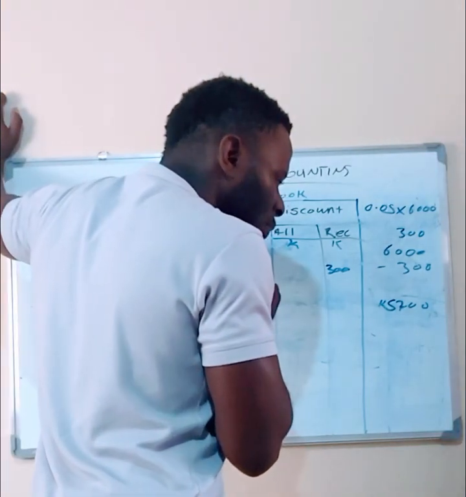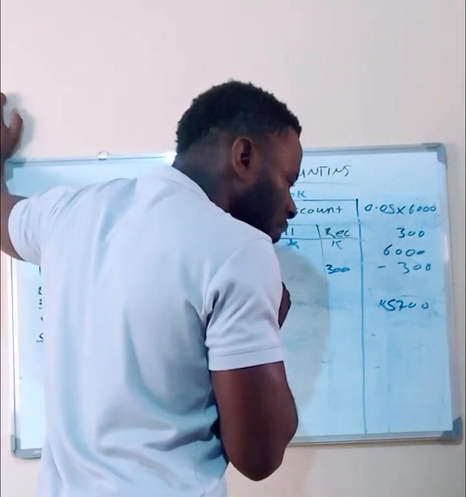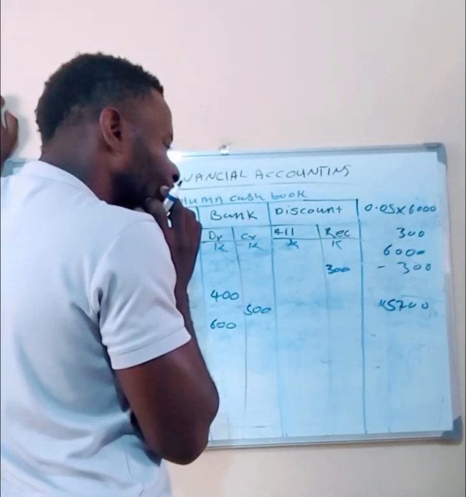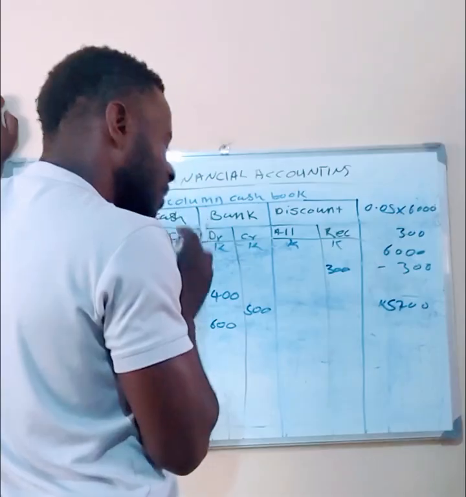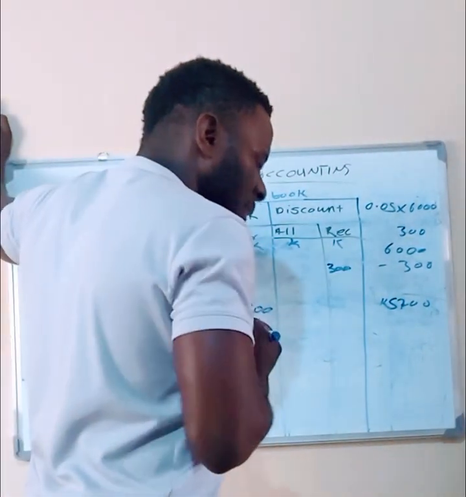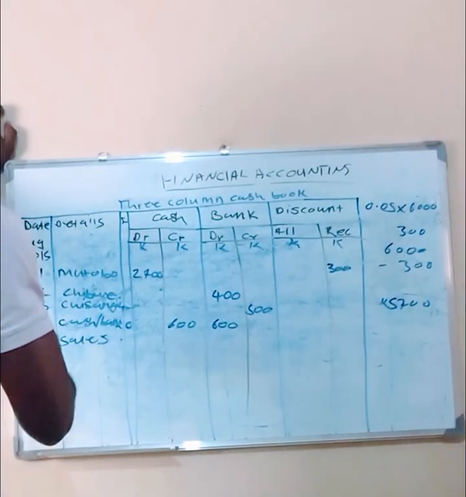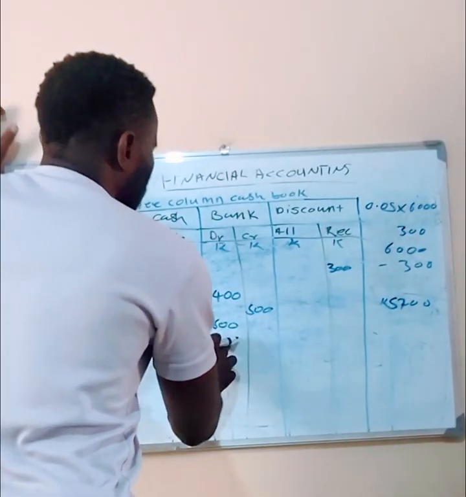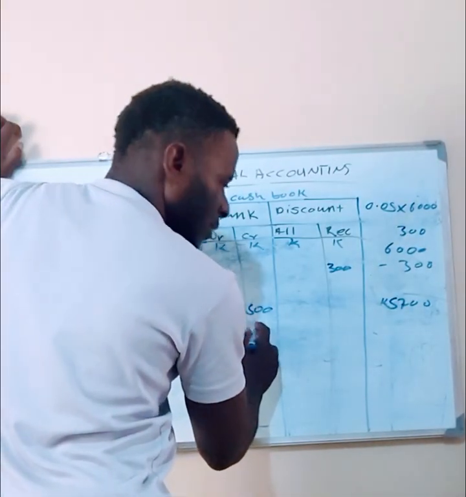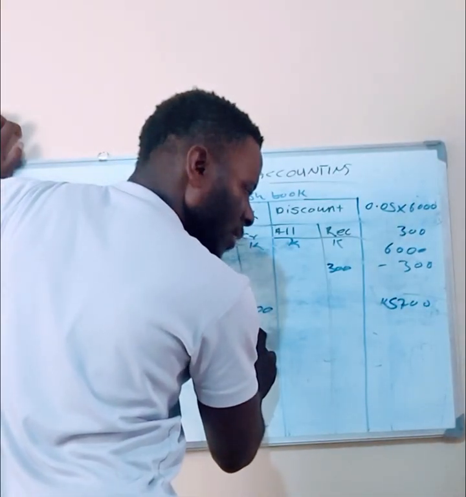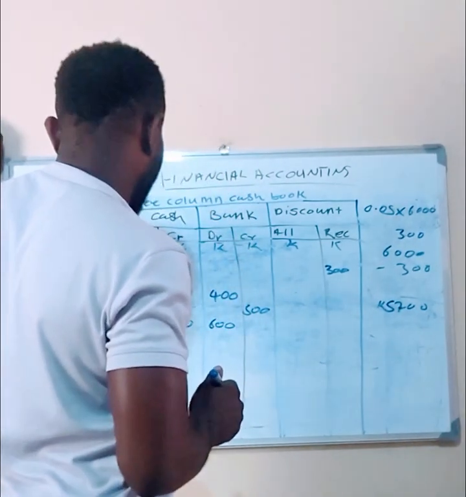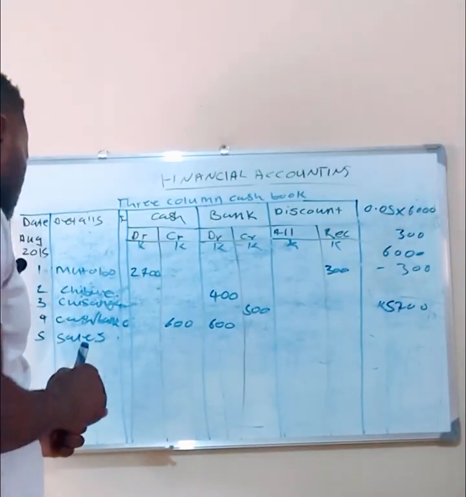So these goods, we sold goods by check. So the sales account is the one giving, and the bank account is the one receiving. Sales account was giving, and the bank account was receiving.